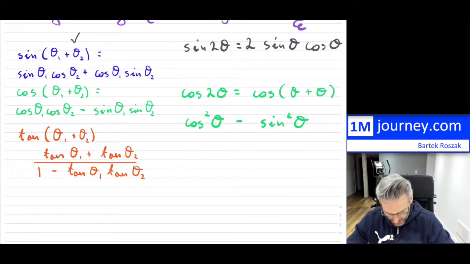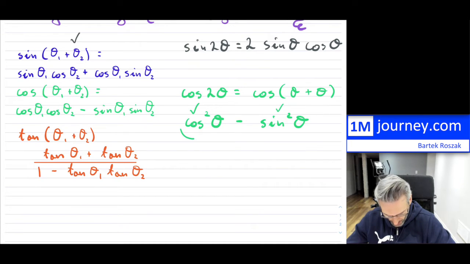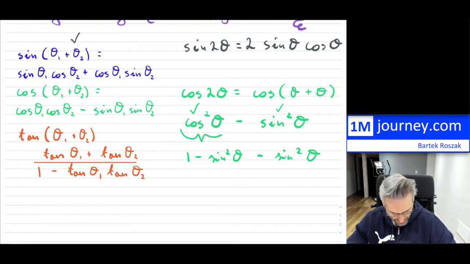Now, because we have the square right here and right here, we can have different interpretations of the same cos 2 theta. For instance, we know that this cos squared theta is nothing else but 1 minus sine squared theta. And therefore, if you have that, and then here's the other one, then you can also write this as simply 1 minus, and notice now we have 2 of them, so this is going to be 2 sine squared theta.